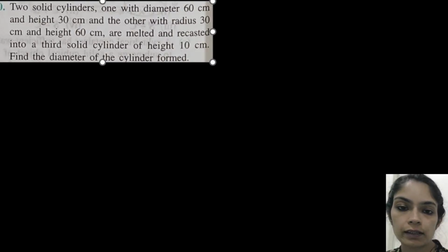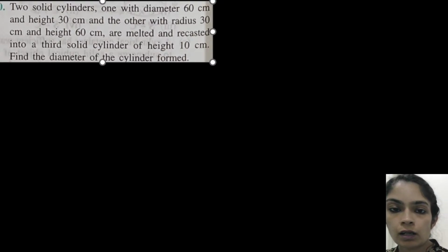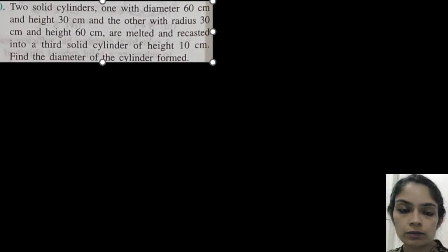Question number 20. First of all, we'll see what is given to us. We'll write the given things, then we will see what we have to find. Two solid cylinders, one with diameter 60 centimeter and height 30 centimeter, and another with radius and height given, are melted and recasted. I think we have done this kind of question earlier also, and I explained it already.